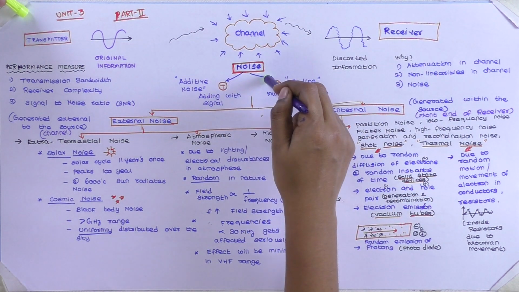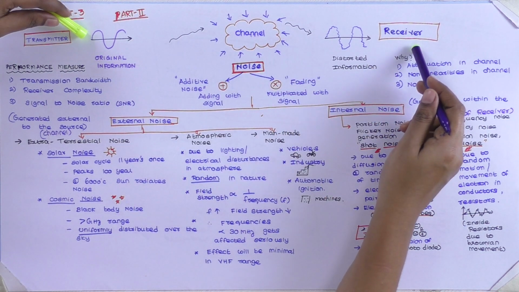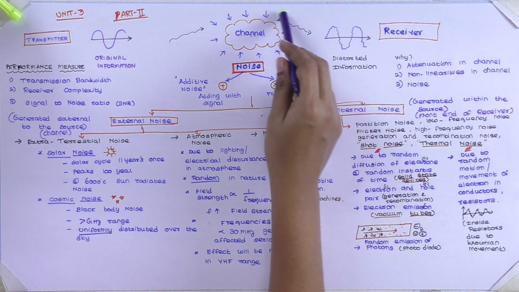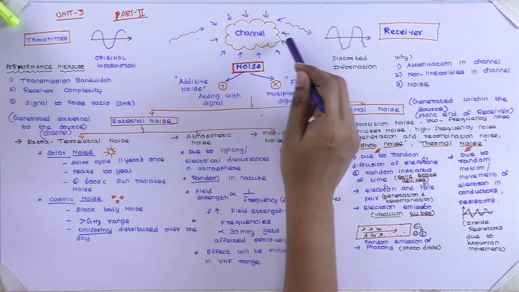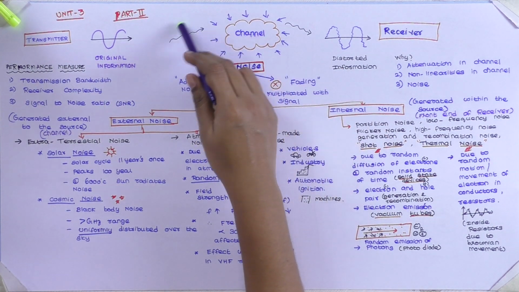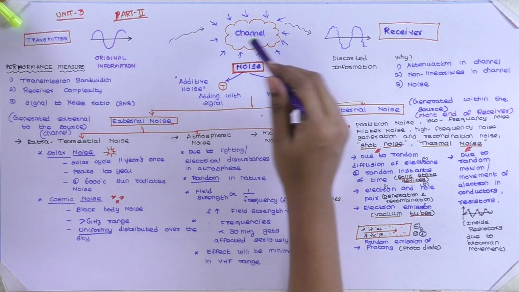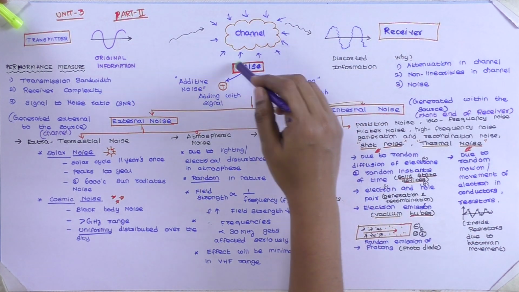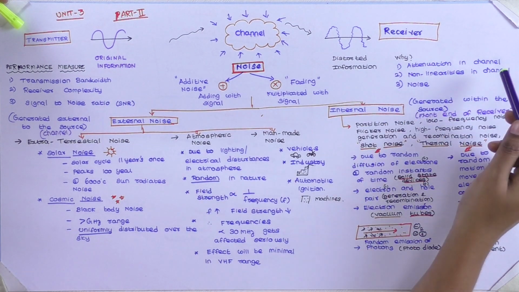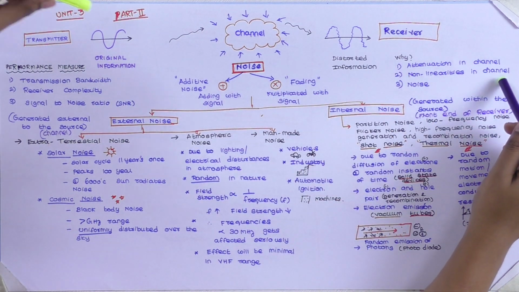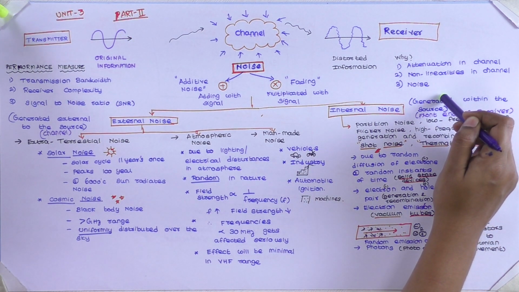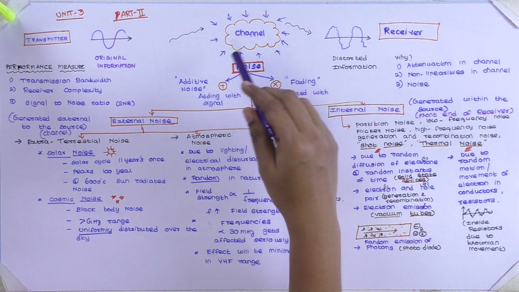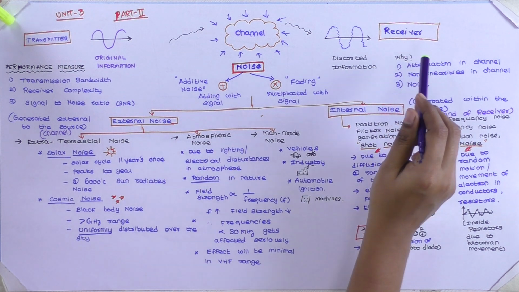If we assume we don't have any noise in the channel, then we can completely receive the desired signal as we sent it from the transmitter side. But unfortunately, since noise is accumulated over the channel and imposed on the desired signal, our received signal will be distorted. What are the reasons for this distortion? Attenuation in the channel, non-linearities in the channel, and one of the most important causes of this distortion is noise.